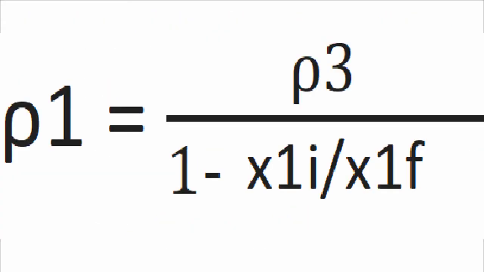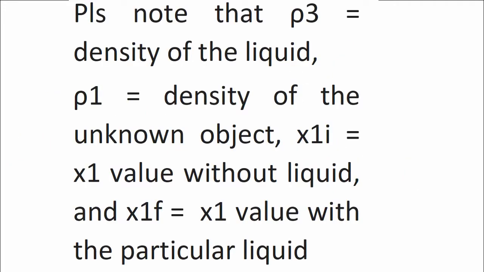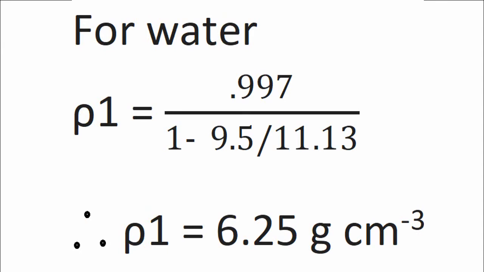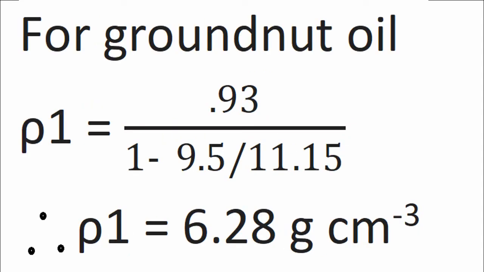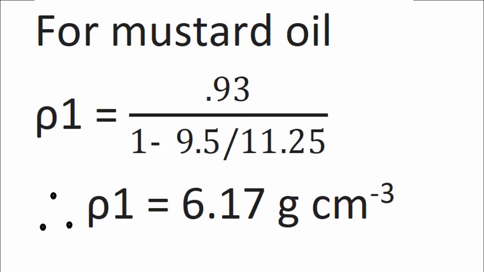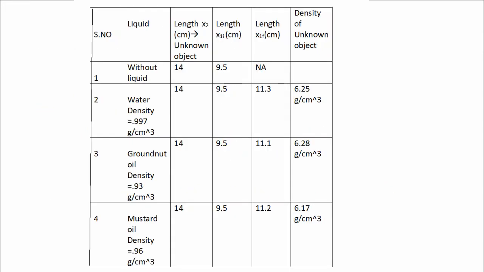This is the equation I used for calculation of the density. Here, rho 3 is the density of the given liquid. That can be water, groundnut oil, or mustard oil. These are the substituted values and my answers. For water, groundnut oil, and mustard oil. This is a table of my observations.